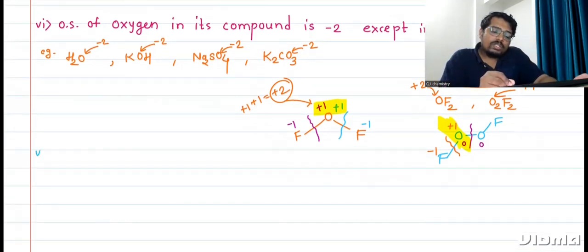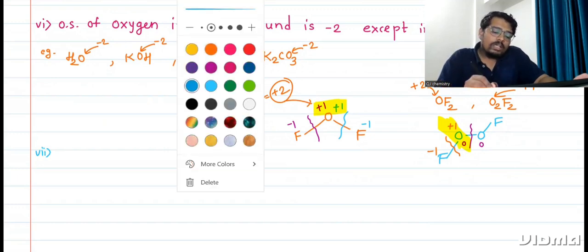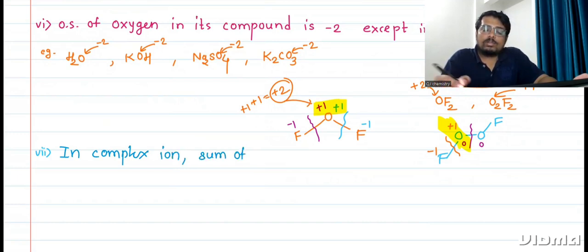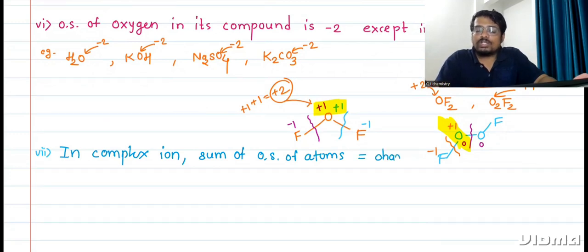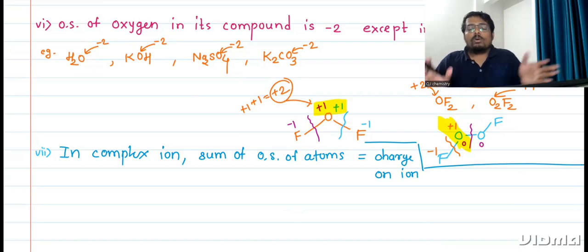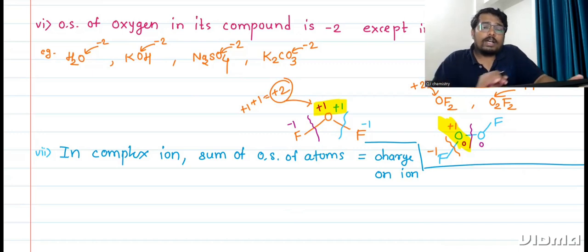Next rule is rule number 7. In rule number 7, in a complex ion, the sum of oxidation states of atoms is equal to the charge on the ion. In a complex ion, the sum of oxidation states of atoms is equal to the charge on that ion.